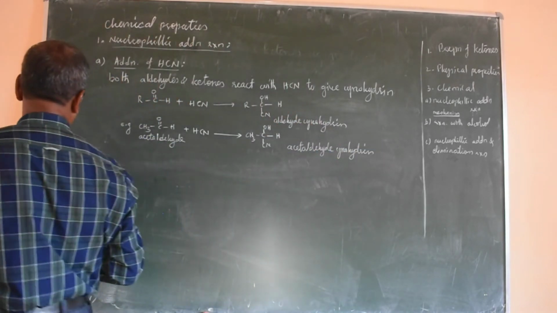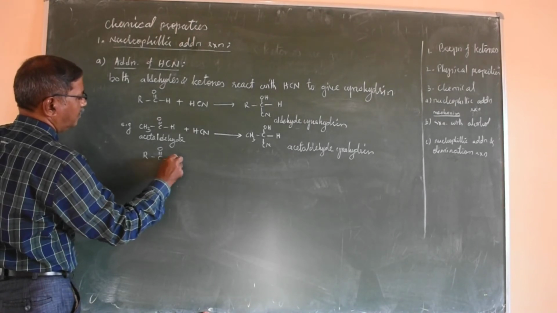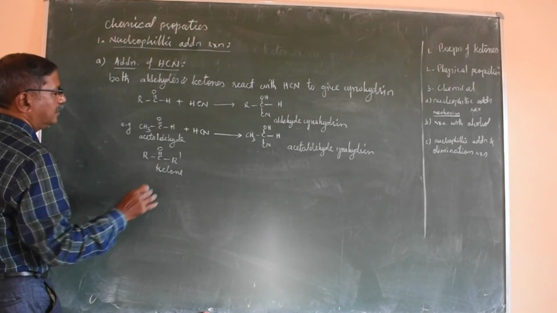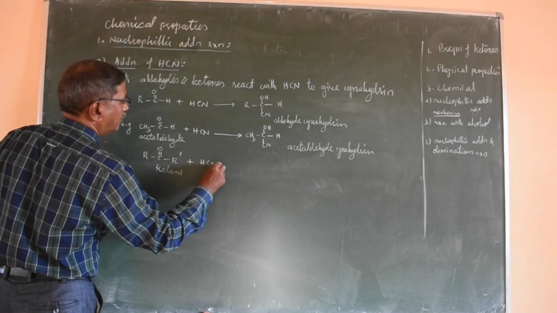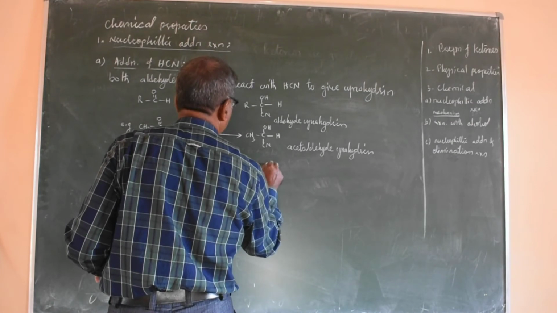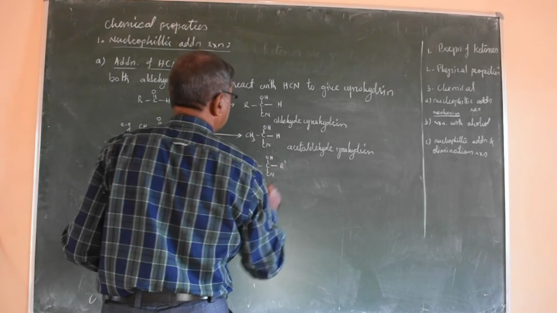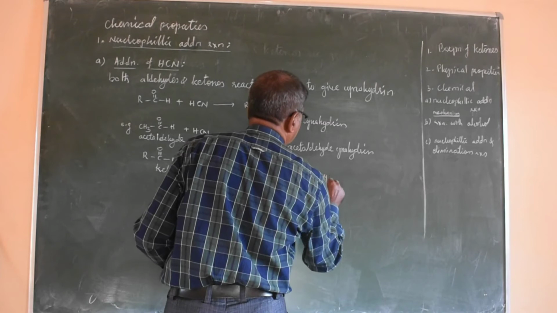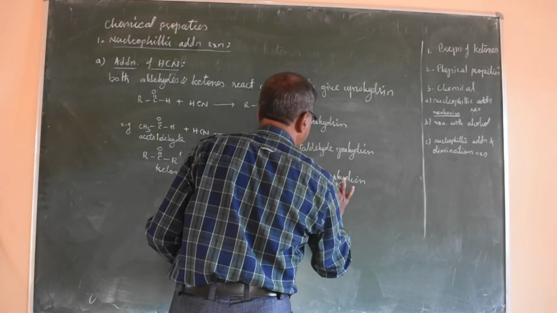I am writing for a ketone, R C double bond O R dash. A ketone reacts with HCN to form a ketone cyanohydrin. So we have R C OH CN R dash. It is called a ketone cyanohydrin.